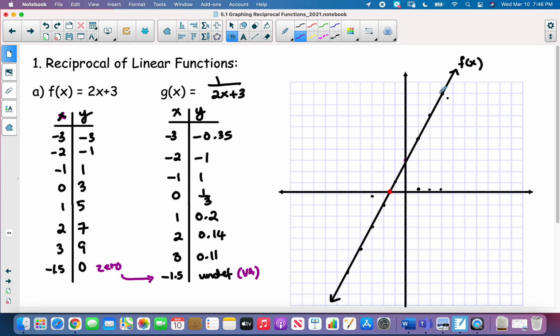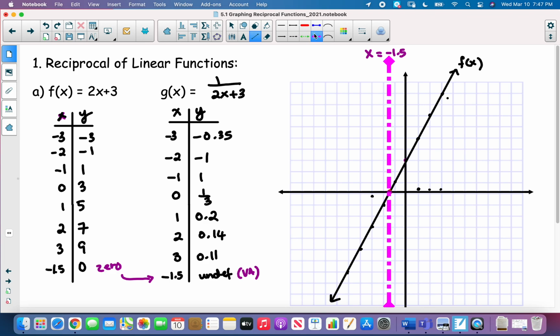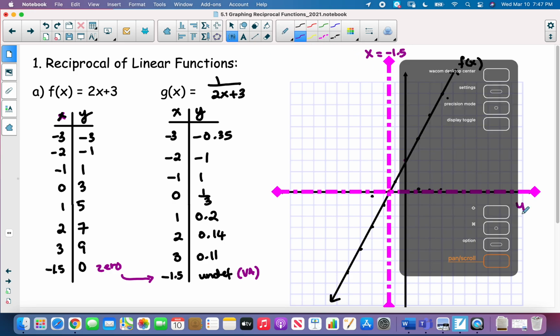So I graphed here on graph paper the line f of x equals 2x plus 3. Now, if I want to graph the reciprocal function, I know that the vertical asymptote happens at negative 1.5, which is right here. I'm going to take my ruler, which you should do when you're doing this, draw a vertical asymptote right there and immediately write its equation, x equals negative 1.5. There's also a horizontal asymptote, which is the x-axis, with the equation y equals 0. I'm going to plot that and write the equation right away next to it.